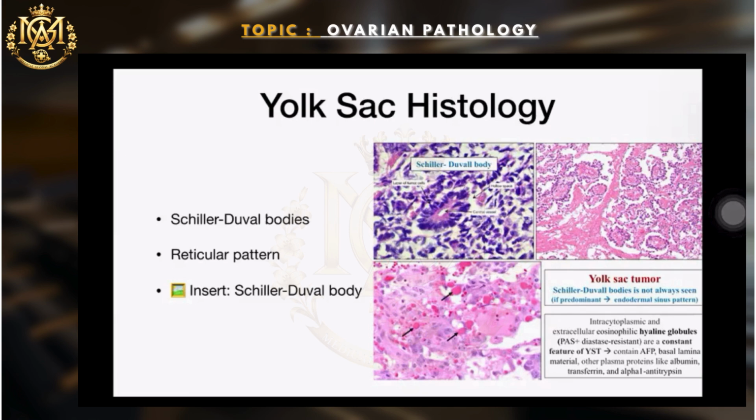Now, yolk sac tumor can have a lot of patterns. It can have a glomeruloid or reticular pattern. It can have a papillary pattern. It can have macrocystic, microcystic, any kind of pattern can be seen.